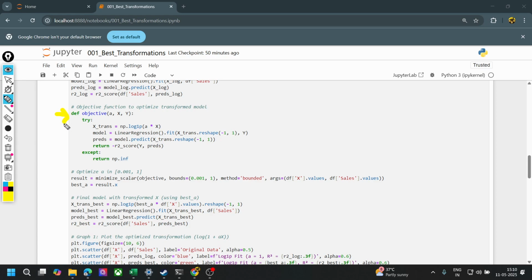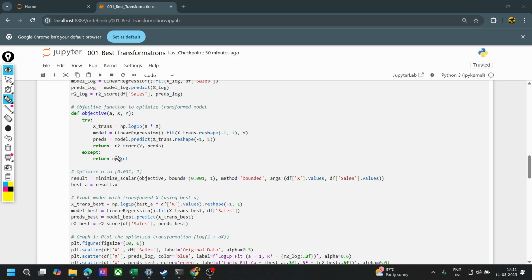if you look at the objective function, it takes x, the parameter that we just discussed, the x variable, the y variable. So what it is doing over here is it's creating the transformed variable that is log of 1 plus a into x. So this is another way of representing the same. We fit a linear regression model over here and we return the minus of r square. So if I want to maximize r square, what would I need to do if I add minus to both sides? I would have to minimize the negative of r square. So that is what we'll do over here. We'll minimize it. So I hope that makes sense.